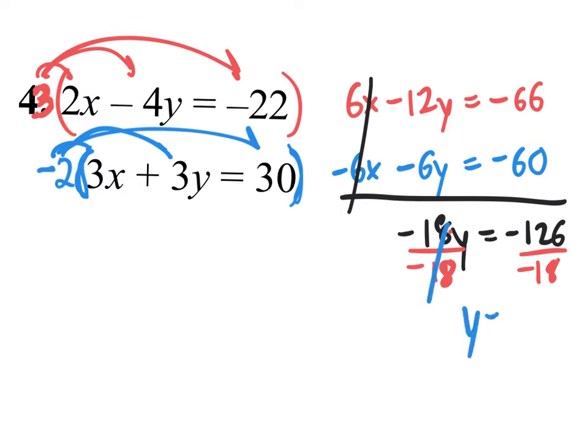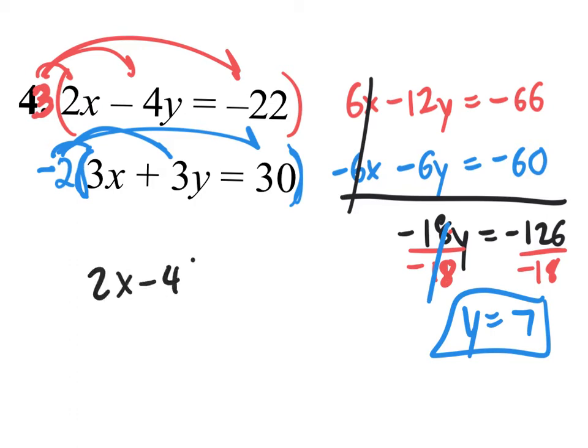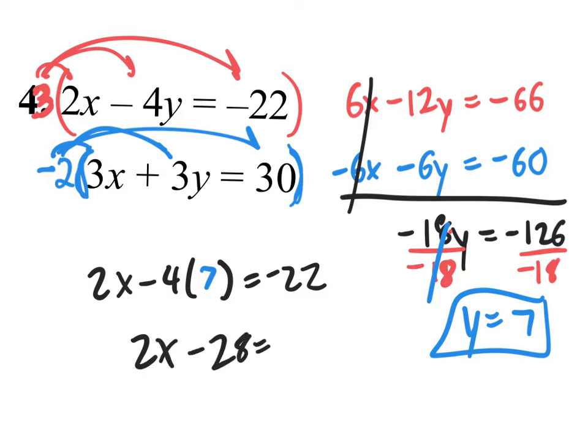So we have y equals 7. So we have one answer. We need another answer. Let's plug it into the top equation. 2x minus 4 times 7 equals negative 22. So let's put that 7 right in there. You'll have 2x minus 28 equals negative 22. We're going to have plus 28 and plus 28.